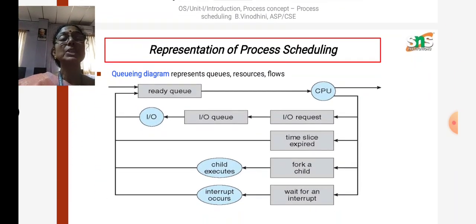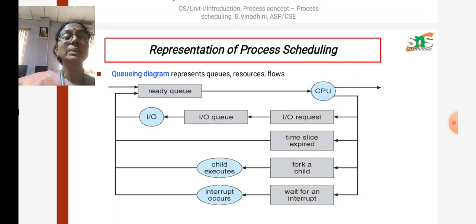The representation of process scheduling is shown in this figure. The queuing diagram represents the flow of resources through the queues. First we have the ready queue. From the ready queue, a process is selected and given to the CPU. During execution, two things can happen. If the process is completed, its time is over and it goes to the terminate state. From the ready state it goes to the running state, and from the running state to the terminated state.